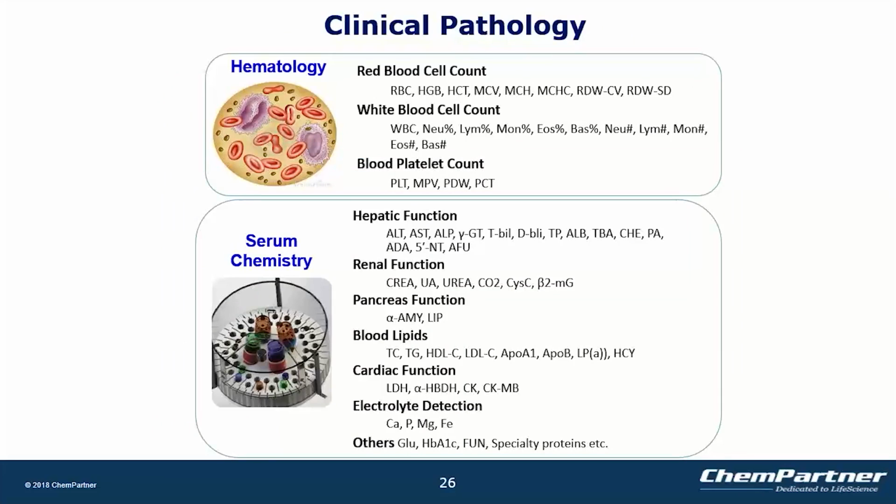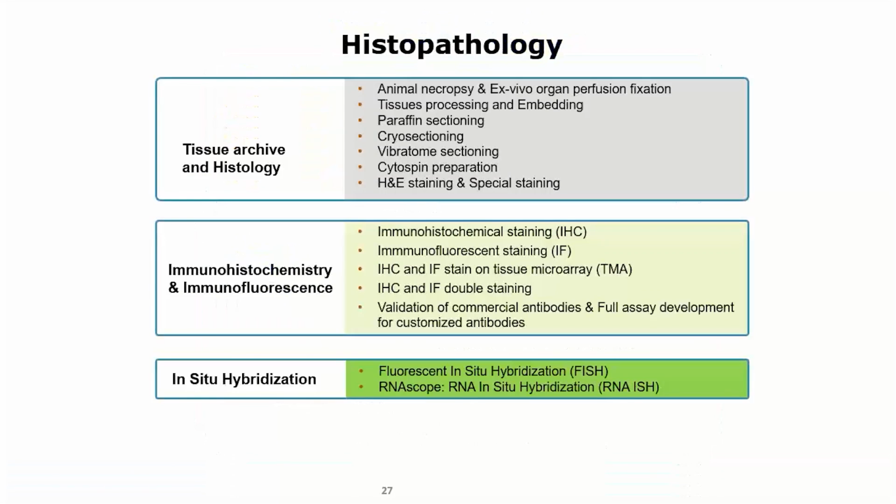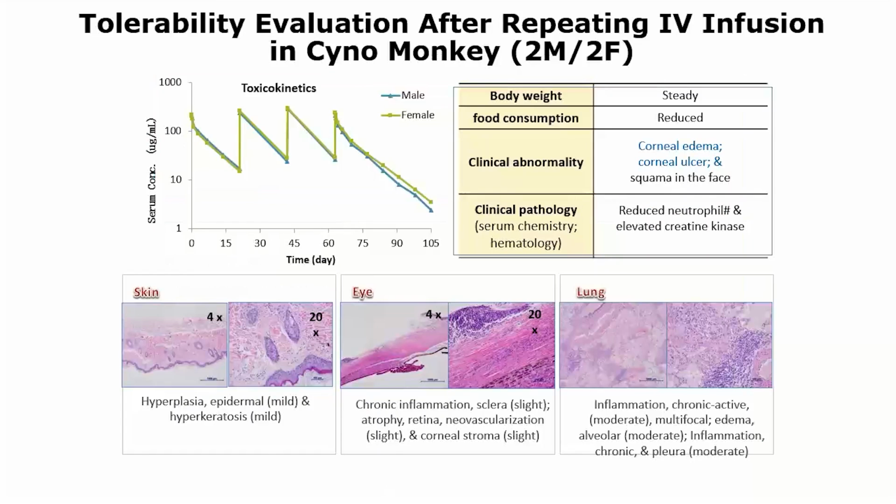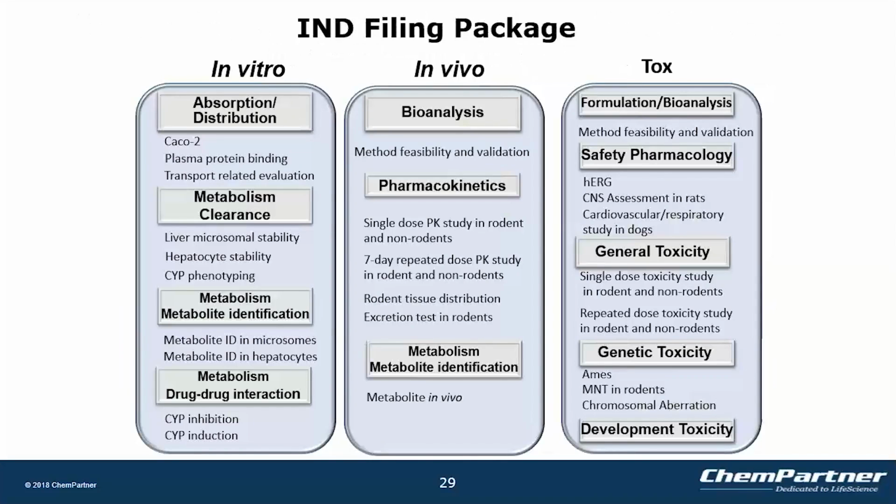And this is the clinical pathology content, and histopathology we do for lots of clients. And this is the tolerability example, how we run in the cyno monkeys, not only the TK, but also we look at the clinical pathology, clinical observation, and also histopathology. We look at the skin, eye, and the lung. And these types of studies we can run routinely for our clients.